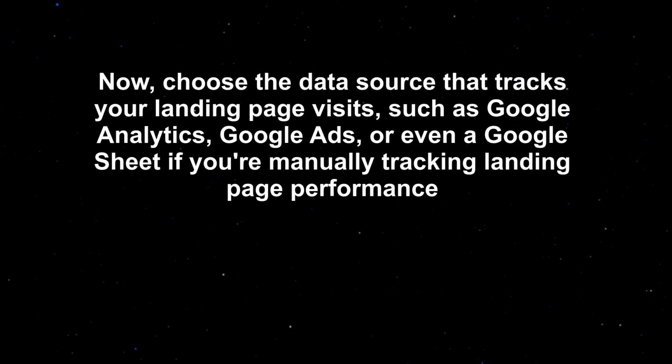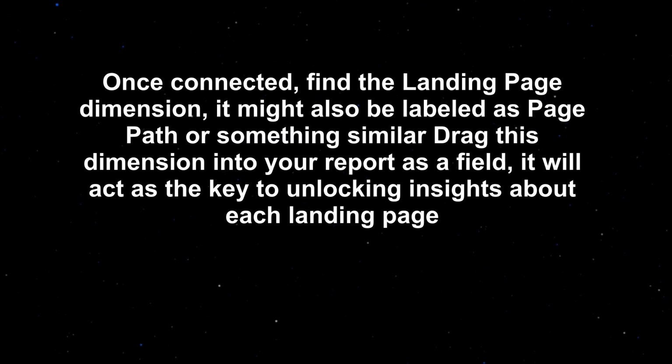Now, choose the data source that tracks your landing page visits, such as Google Analytics, Google Ads, or even a Google Sheet if you're manually tracking landing page performance. Once connected, find the landing page dimension. It might also be labeled as page path or something similar. Drag this dimension into your report as a field. It will act as the key to unlocking insights about each landing page.